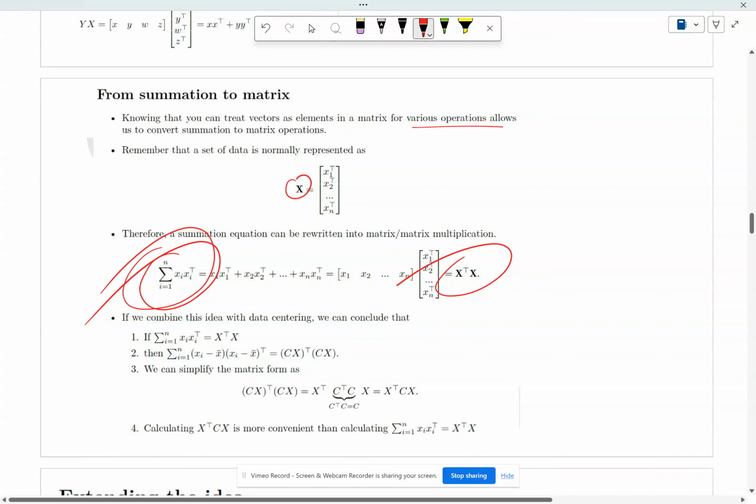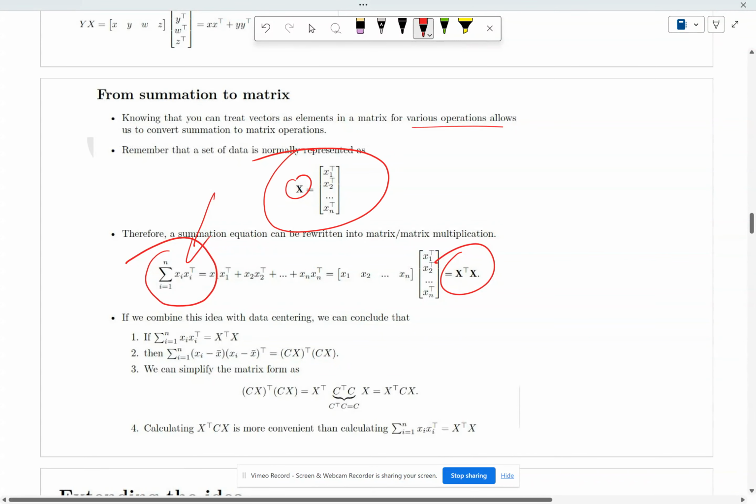Now think about how much easier it is, what kind of code you have to write, if you were to write a summation versus just one single dot product. So your understanding and your ability to view a matrix as vectors of vectors is what will allow you to convert a lot of these summations into matrix format. And you can organize your data. It makes your life so much easier. Now, let's combine this idea.